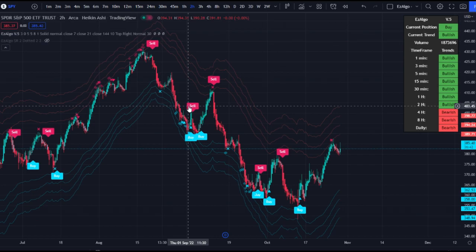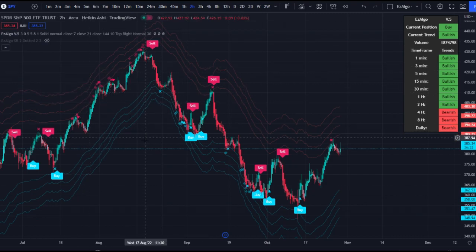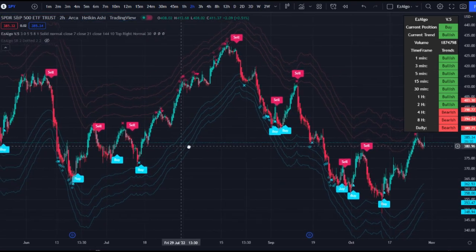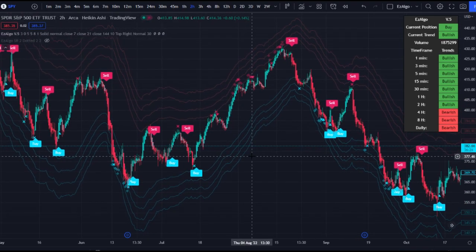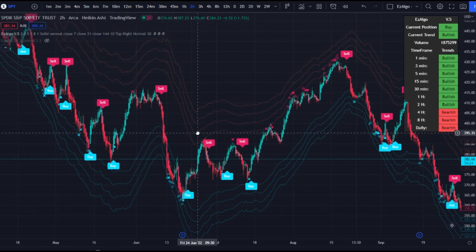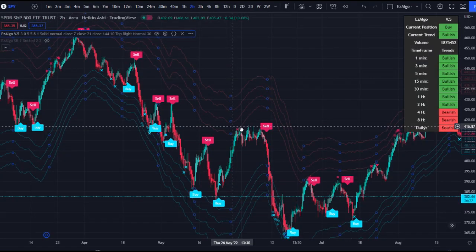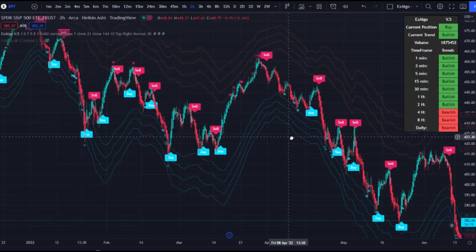But especially if you're on a higher time frame, only take sell positions when you're under the 144 EMA, and only take buy positions when you're above. And if you go and backtest it, it's super accurate. But this is how EzAlgo looks on the SPY. And yes, I am using Heikin-Ashi candles, which I would actually recommend if you're on a higher time frame. And this is 3 sensitivity, right?